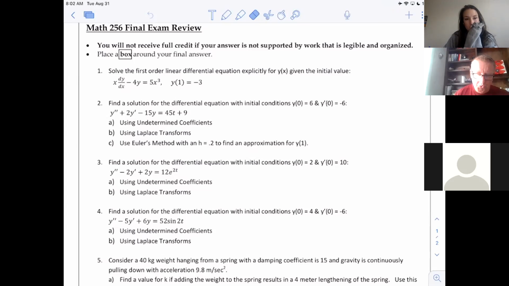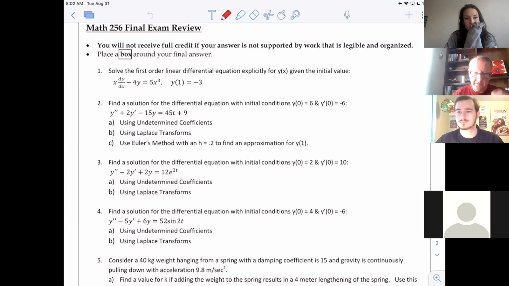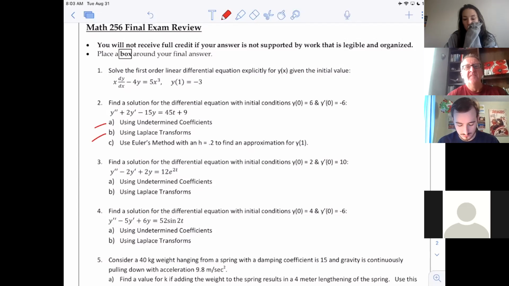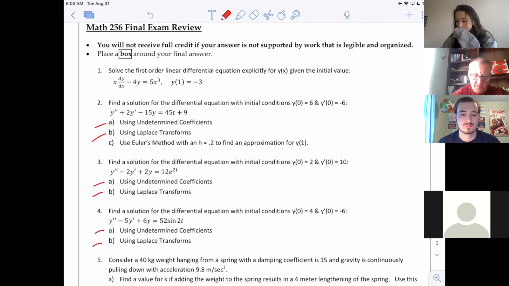Ultimately, you have two options as you leave differential equations for how to solve these. One of them is undetermined coefficients. The other is using Laplace transform. I probably will ask you to use one or the other. So in these problems, I said, why don't you do it both ways just to practice?